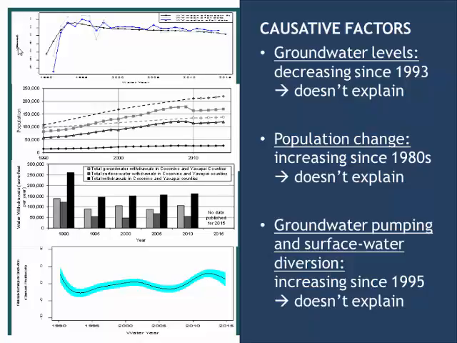In fact, since the wet period of the early 90s, where there was a big flood in 1993, the groundwater levels have been dropping in the wells. The population has been increasing. Overall water diversions, a combination of groundwater and surface water, dropped after 1993, but then they've been steadily increasing. So what is contributing to this? We don't know, and we're currently trying to explore that.